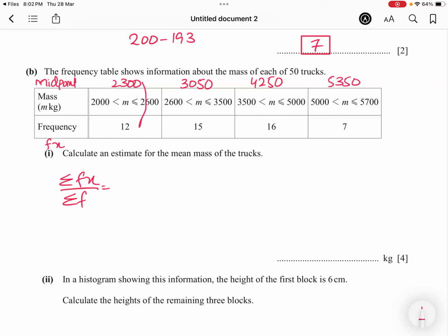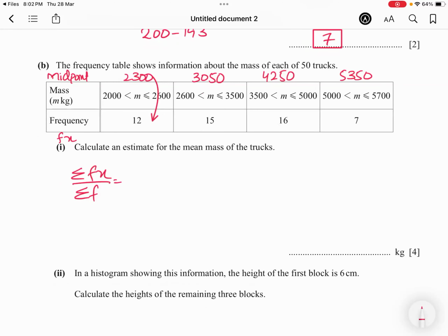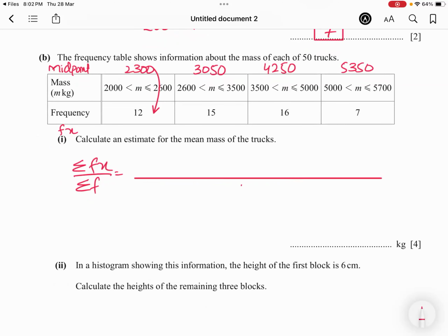Now multiply this with f. 2300 multiplied by 12 is 27,600. Then 3050 multiplied by 15 is 45750. Then 4250 multiplied by 16.